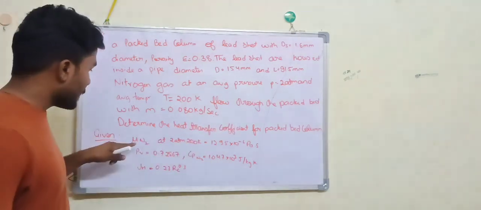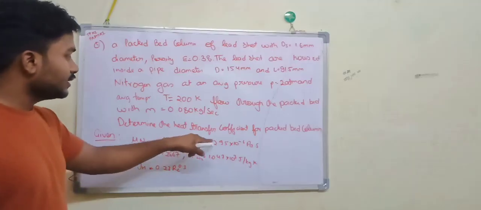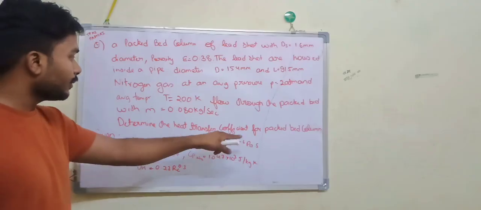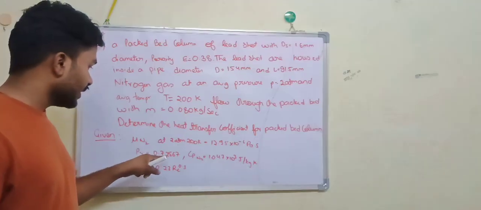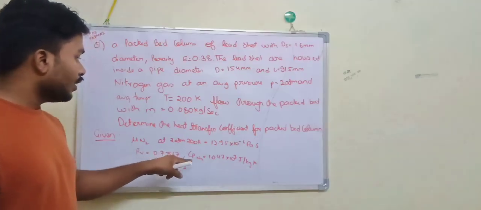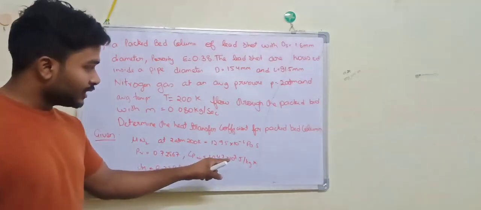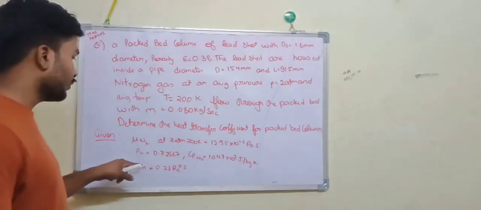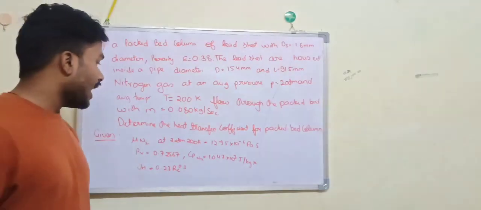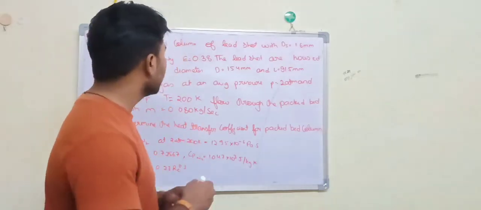Given values are mu of N2 at this given temperature and pressure is 12.95 times 10 to the minus 6 Pascal second. Prandtl number is given as 0.72567. Cp value of N2 is given as 1.047 times 10 to the power 3 joule per kg per Kelvin, and Chilton-Colburn factor for heat transfer is 0.23 Re to the power minus 0.3. So let's draw the figure of the diagram.